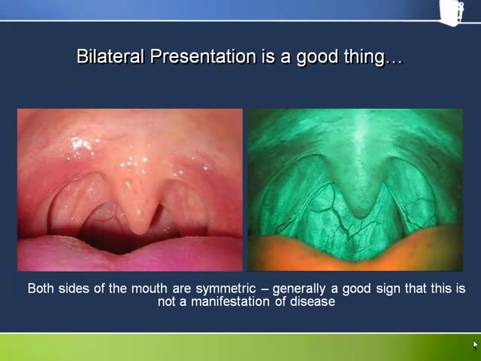This is a very simple example of bilateral presentation. The dark area on the right-hand side of the mouth has an equivalent dark area on the left-hand side. Of course, we've already discussed that the anterior tonsillar pillars typically appear dark under VELscope because of vascularity. But even if you didn't know this, the contralateral symmetry is generally a good sign that this is not a manifestation of disease, just normal anatomy.